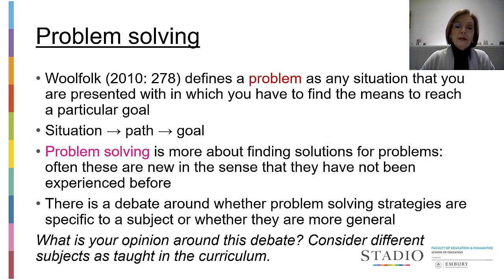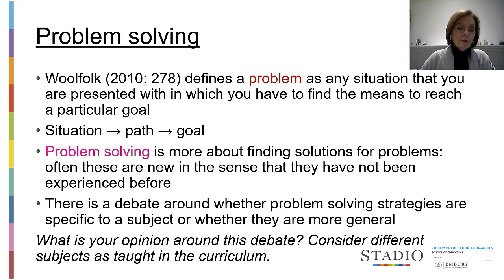There is a bit of a debate around whether problem-solving strategies are very specific to a subject or whether they are a lot more general, and I don't know what your opinion is around this debate. But if we consider different subjects taught in the curriculum, it might be a little bit clearer.